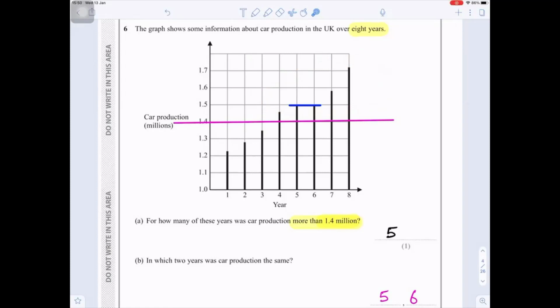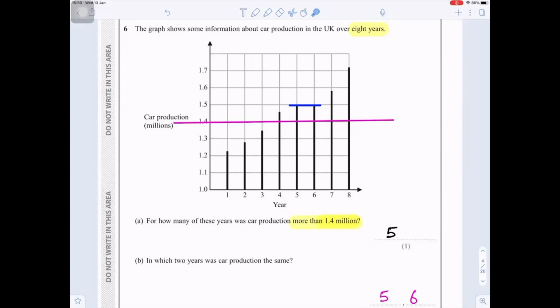And you count them. 1, 2, 3, 4, 5. So there were 5 years where it was above 1.4 million. That's what you put for part A.